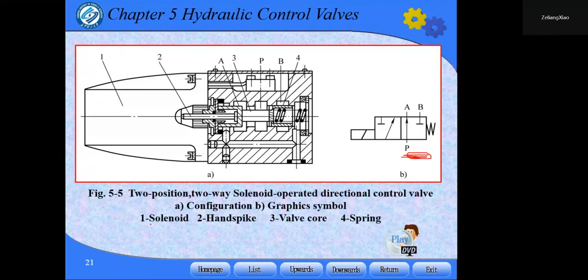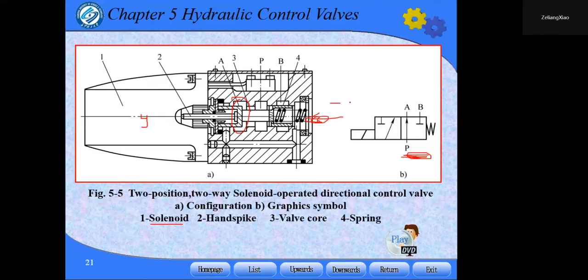And when the solenoid loses electricity, then A is prevented. The spring force can push it forward, so A is prevented.